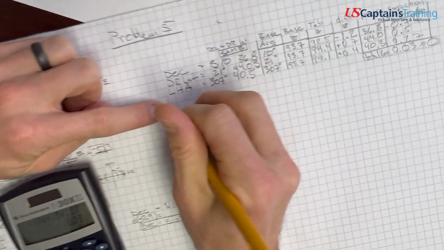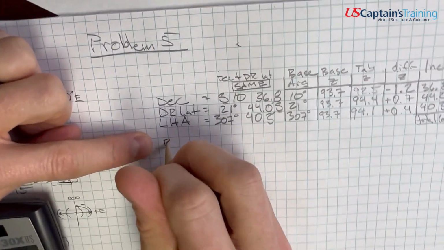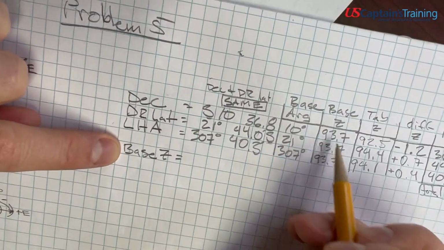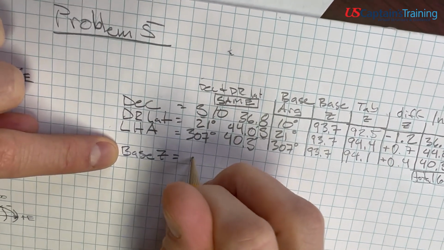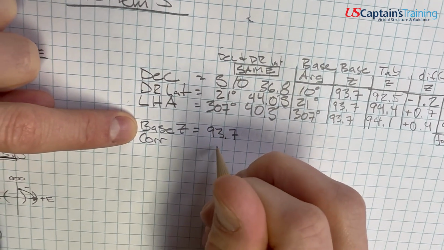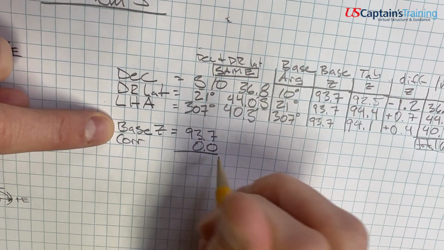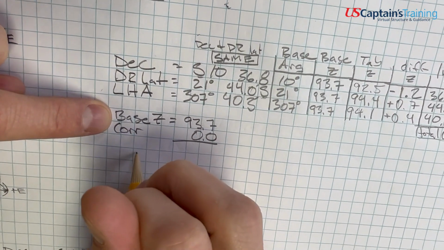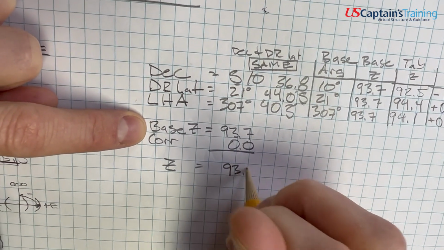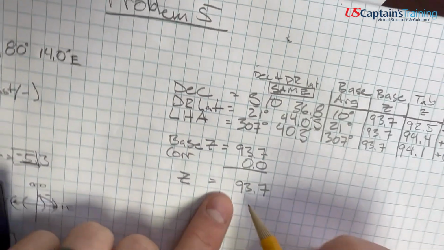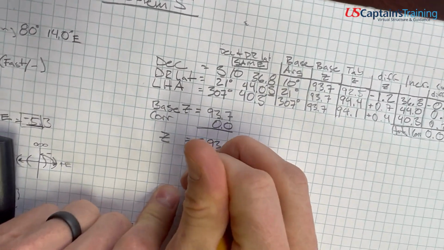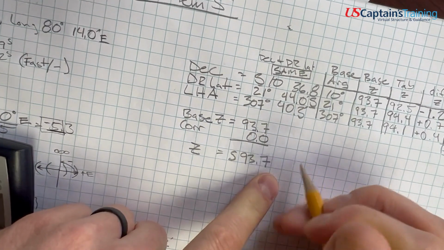So we're going to take our base Z. Base Z is equal to 93.7. Our correction is 0. That makes things easy, which means our Z value comes out in quadrantal notation, and it's 93.7. We need to name this thing. Is it north or south? We name it same as DR lat. It's south.